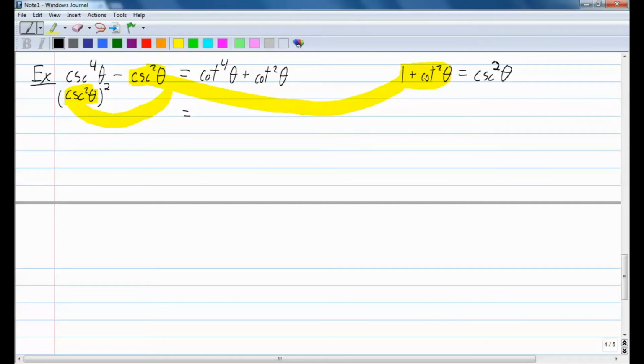So I'm going to plug in 1 plus cotangent squared in these two places. So 1 plus cotangent squared theta squared minus 1 plus cotangent squared theta. So I plugged it in those two places. Now I need to simplify this. I need to square 1 plus cotangent squared. You don't just square the first term and the last term. You're saying this thing times itself. So you have to FOIL it out.